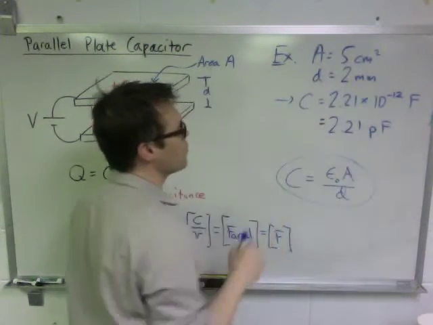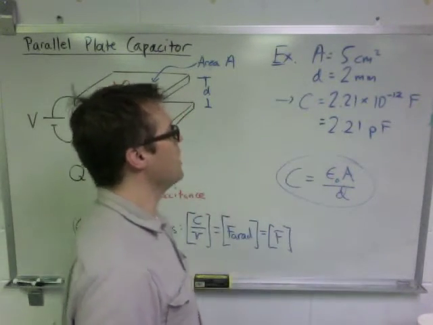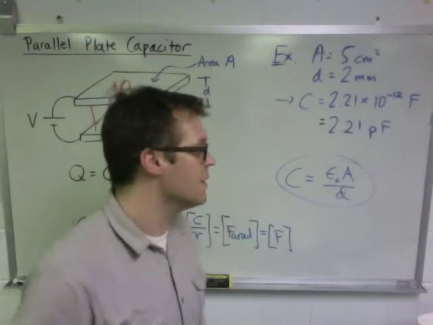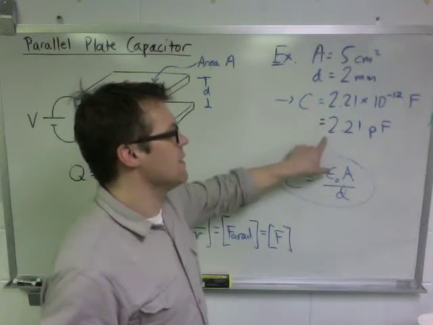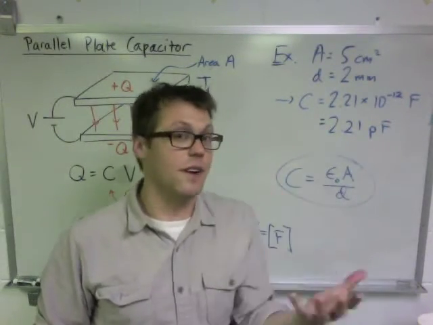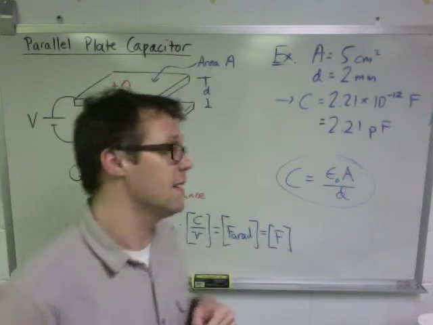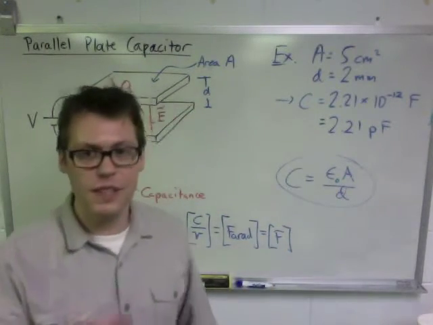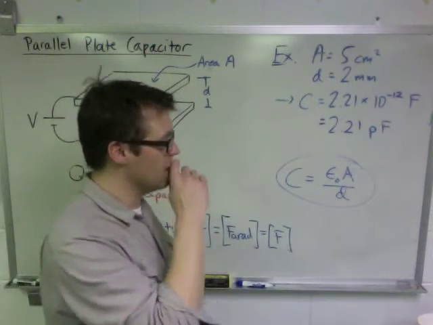So for these rather reasonable values, 5 square centimeters and a couple of millimeters separation between the plates, this is certainly something that you could fit in your pocket. You get a very small number for the capacitance. It turns out that the unit for capacitance, the farad, is actually a very large unit. 1 farad is a huge capacitance, right? You don't typically see things that have a 1 farad capacitance. You're typically dealing with microfarads, or at the most millifarads.